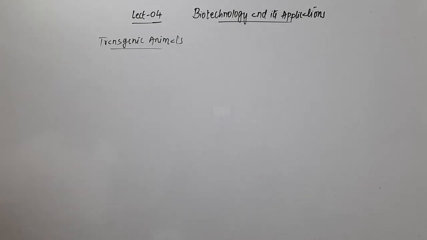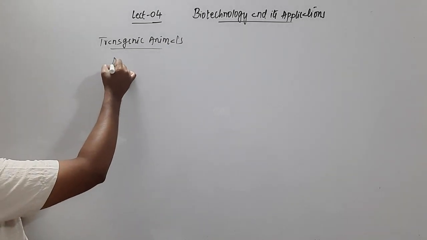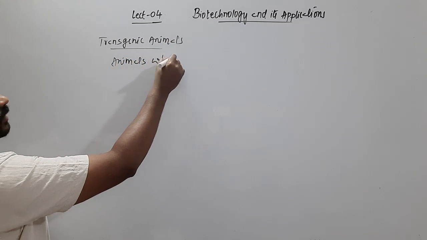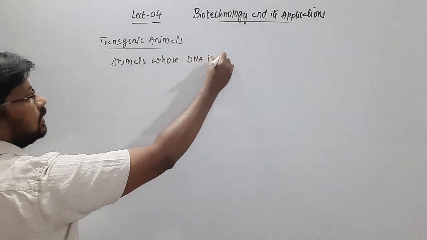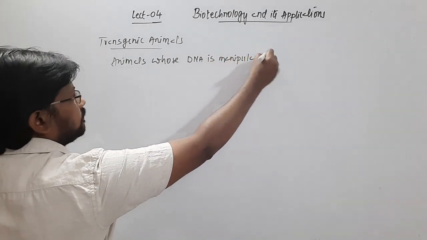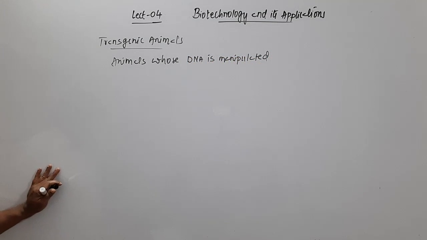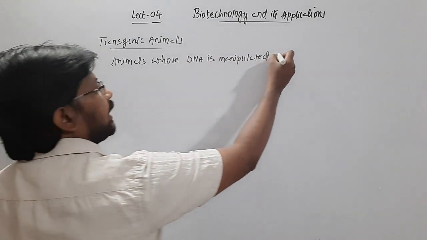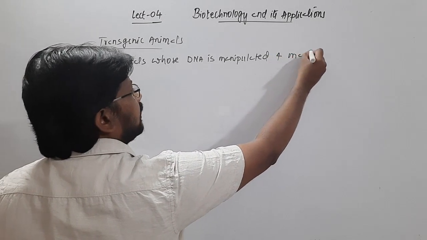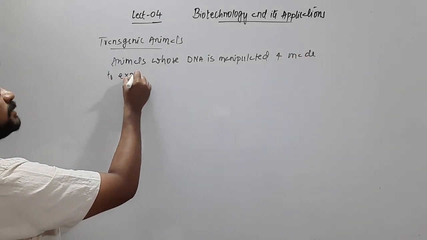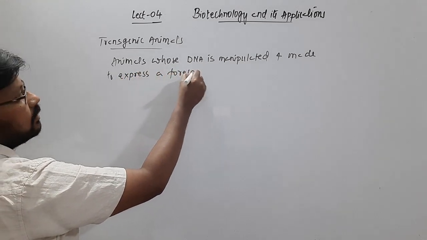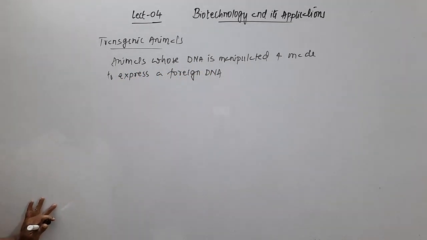Fine. So now let's first look at what these transgenic animals are. Animals whose DNA is manipulated, that is altered, and made to express a foreign DNA. So animals whose DNA is manipulated and made to express a foreign DNA.